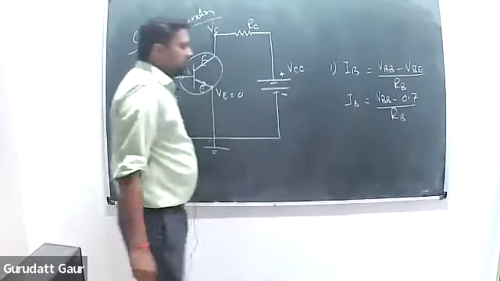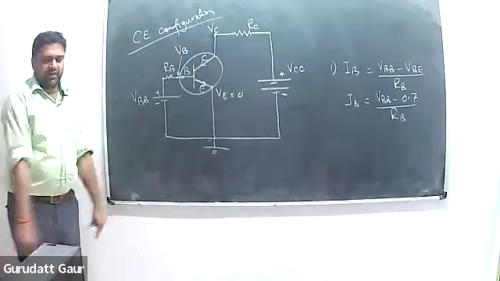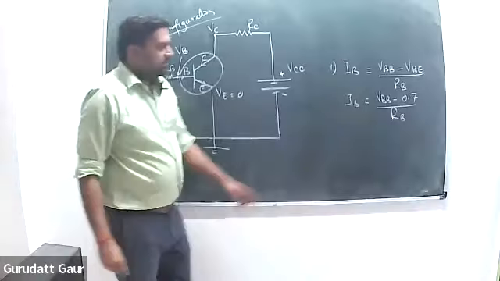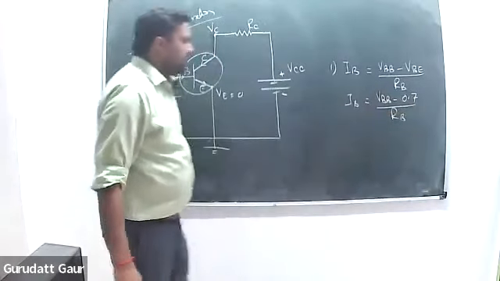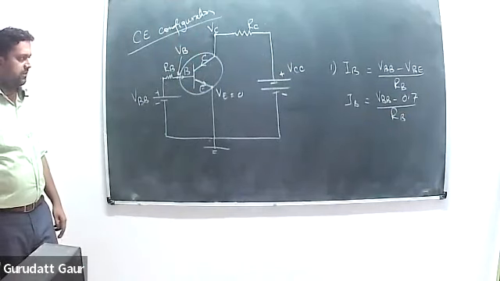So this is the first thing you do. And if VBB is roughly typically 20 times larger than this, if it is let's say 14 or 15 volt, then you can ignore this 0.7. But if it is let's say 5 volt, then it is a good idea not to ignore that 0.7.